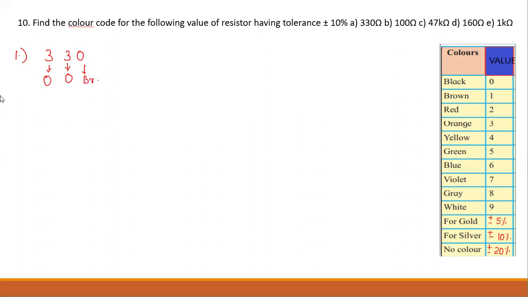And then tolerance is given 10%. So this we can write color as orange, orange, brown, and then tolerance is given silver. Plus or minus 10% is for silver. So silver will come. I hope you all understood.